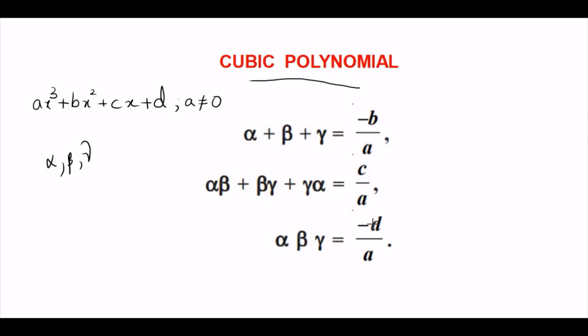You should always give this negative sign, that is negative d by a. So the sum of the zeros is minus b by a and the product of the zeros is minus d by a, where d is the constant term. And there is one more relation that is added in cubic polynomial. That is the sum of the product of zeros two at a time, that is alpha beta plus beta gamma plus alpha gamma, that is equal to c by a. So let's check some examples.